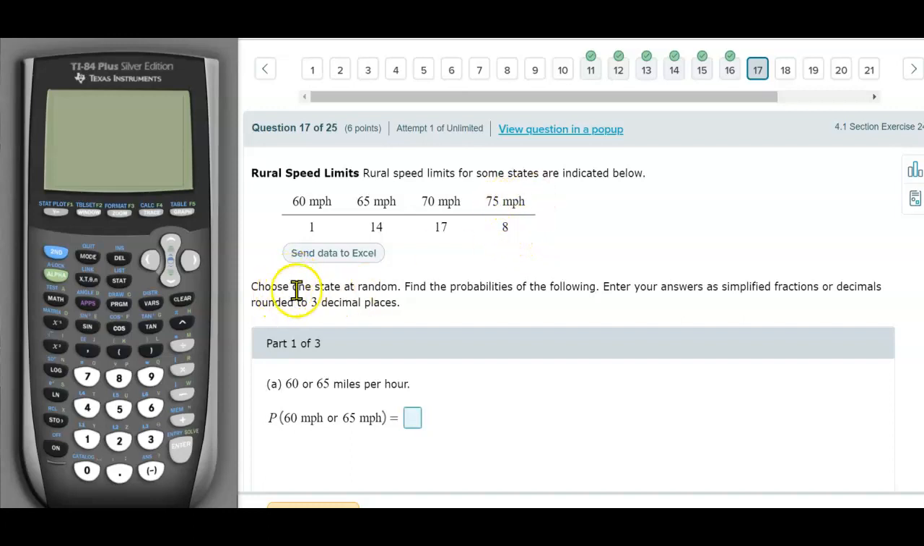Then they ask you to choose one state at random and determine what the probability is. One thing you should pay attention to: the answer should be a fraction or a decimal rounded to 3 decimal places. So now, what is the first question? What is the probability of having 60 miles per hour or 65 miles per hour? Let's see how we can do this one.